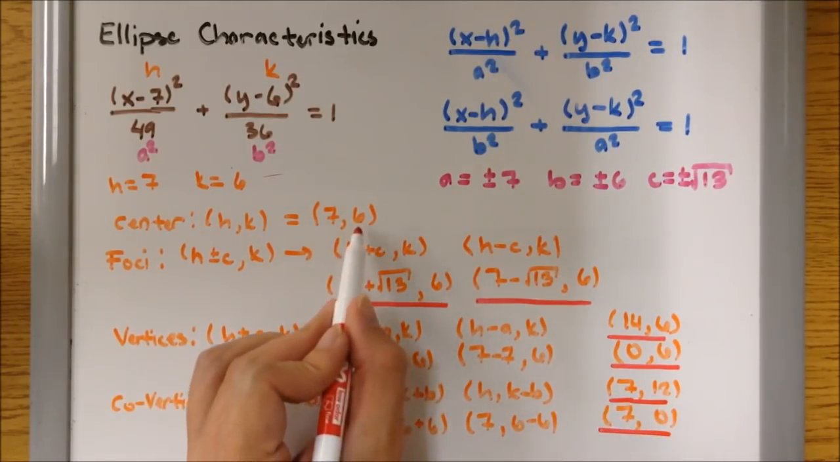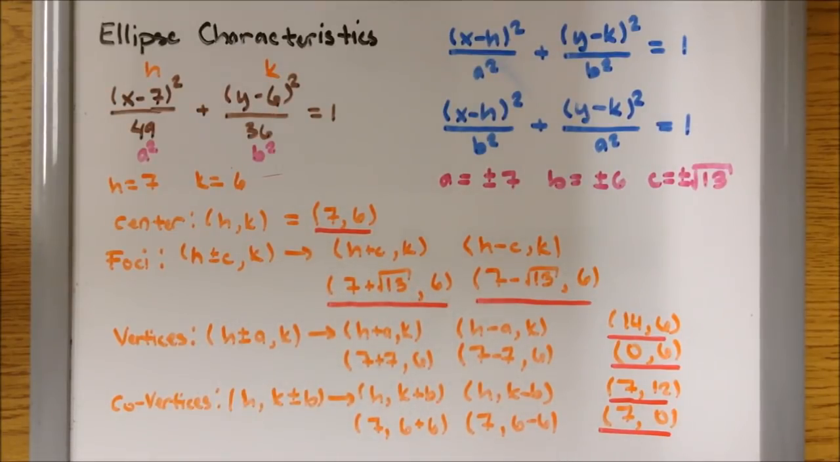And then don't forget, this is our center. Alright, so make sure you know the formulas for center, foci, vertices, and co-vertices. Next, I'm going to erase to make more room to do major axis and minor axis, which won't take long.